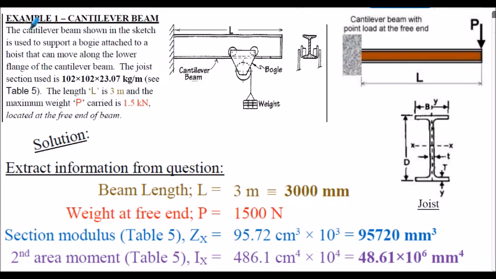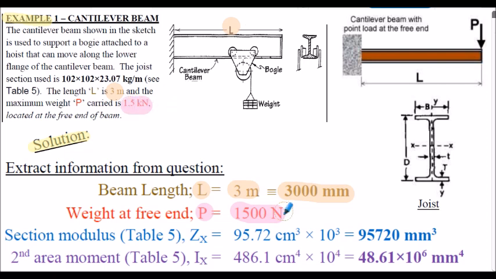So back to our example 1. Here's the solution now. So extracting the information from the question, the beam's length L is 3 meters. I'll convert that immediately into millimeters because I'm going to use millimeters in my calculation. So that's 3,000 millimeters. The force P at the free end of the beam, 1500 newtons. That's the 1.5 kilonewtons stated in the question.